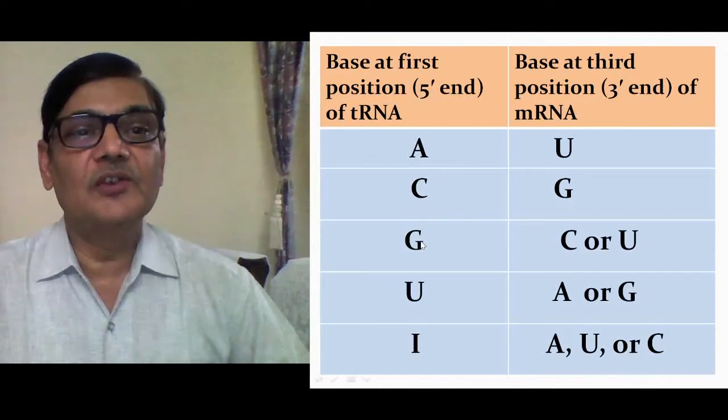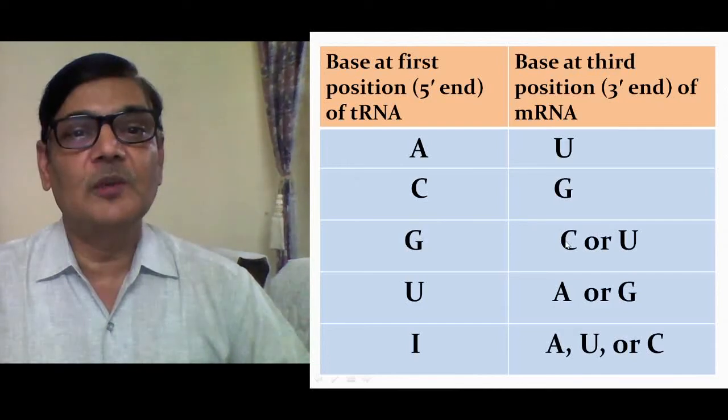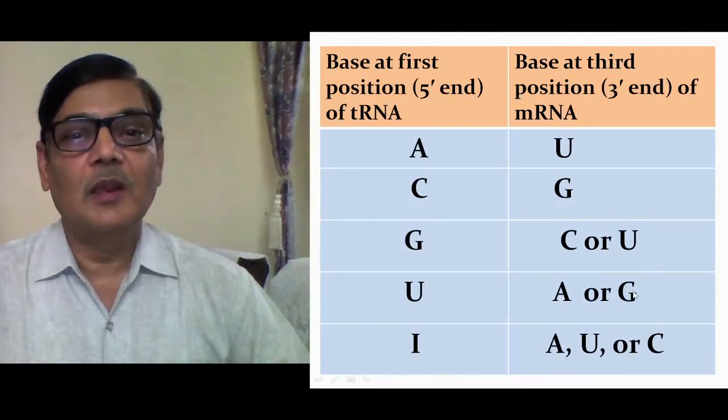And if G is there as the first letter in transfer RNA, it will either be pairing with C, because pairing with C is the usual kind of pairing, but it may also pair with uracil, that is U. So this is wobble pairing. Likewise, if uracil is there as the first letter in transfer RNA, then it will be pairing with A, which is actually normal pairing, but it can also pair with G of the messenger RNA situated at the third position.